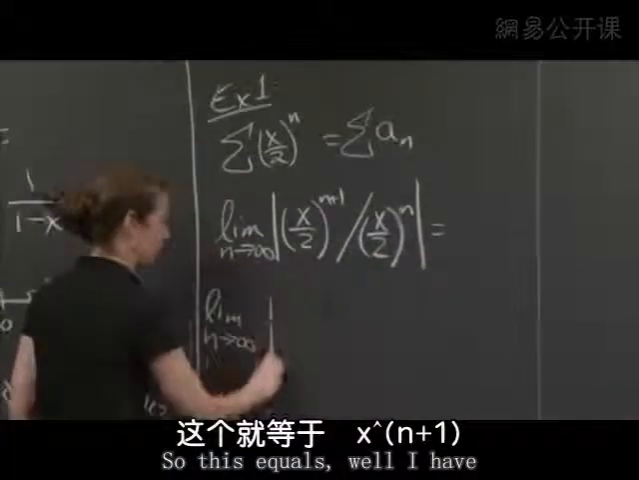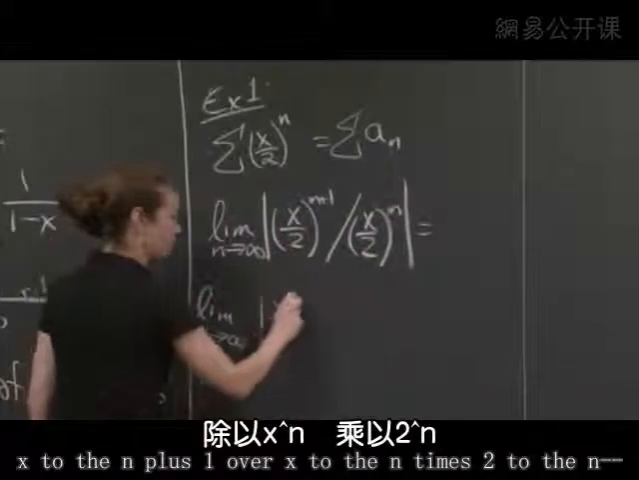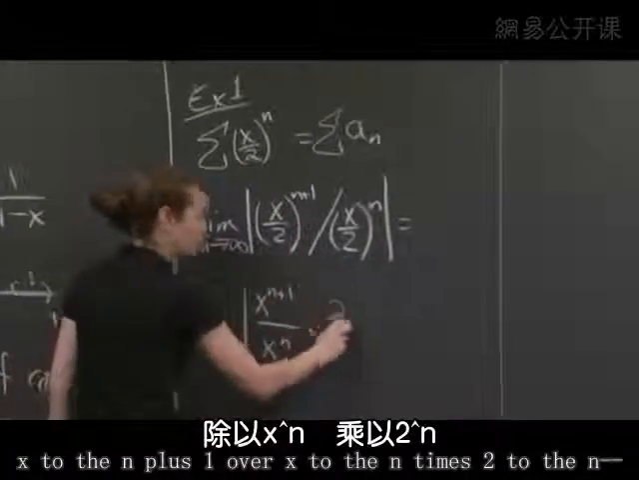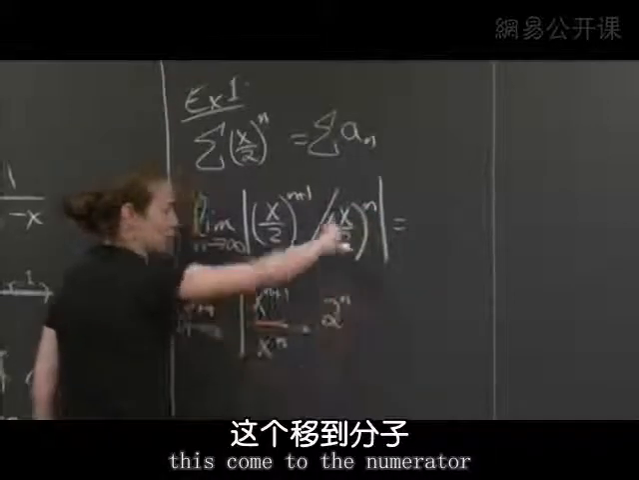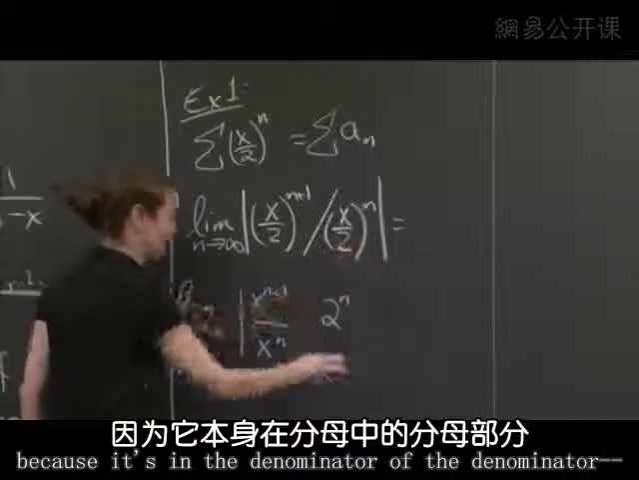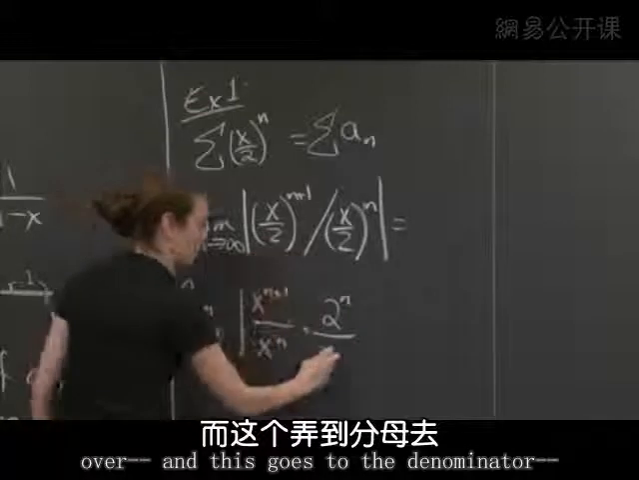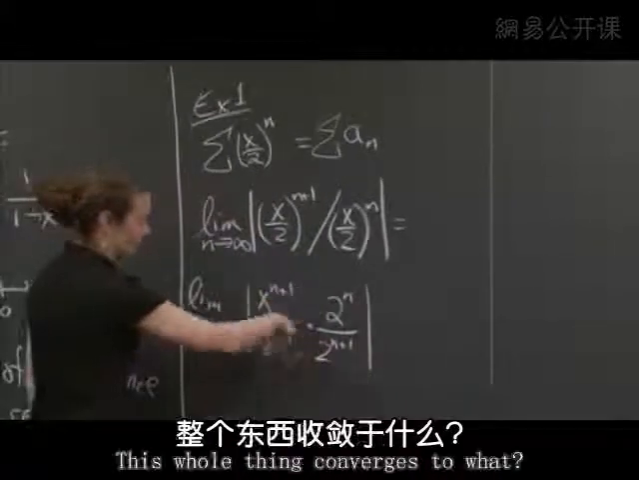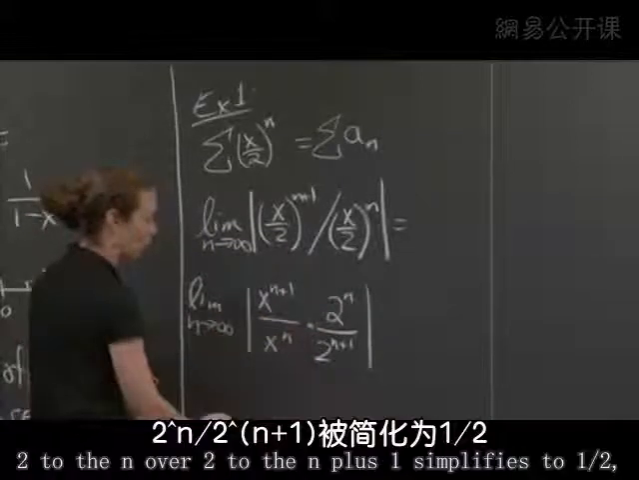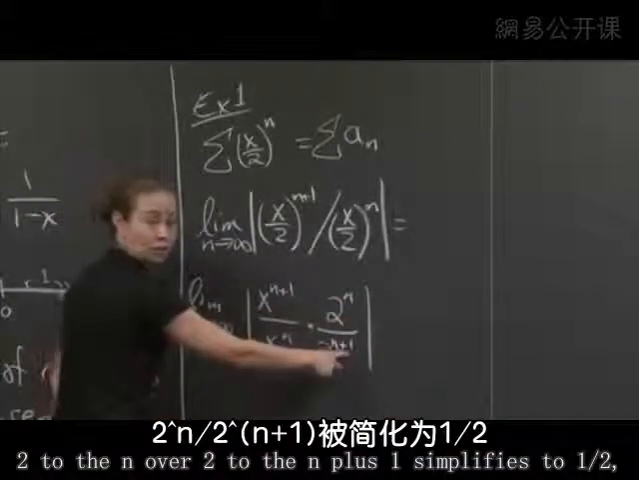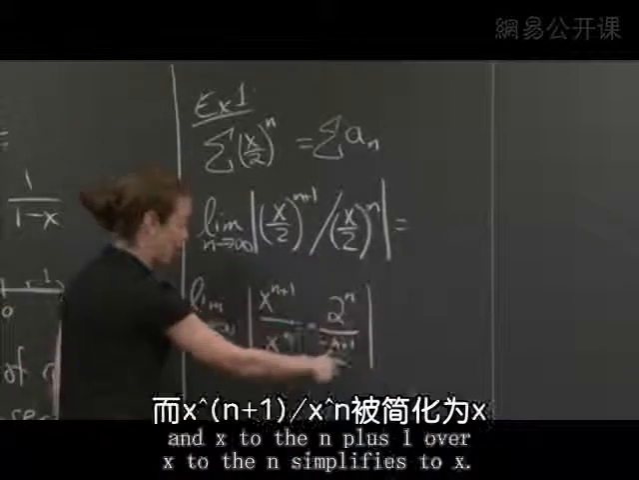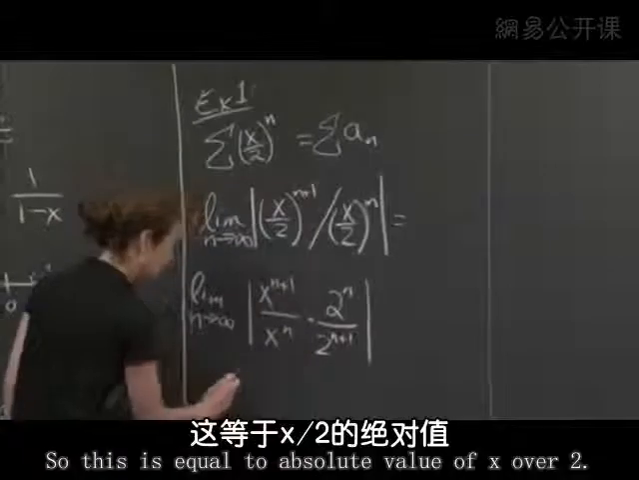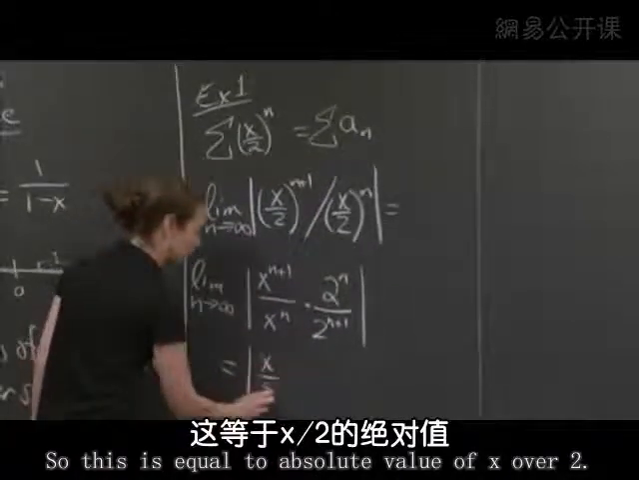So this equals, well, I have x^(n+1) over x^n times 2^n, this comes to the numerator because it's in the denominator of the denominator, over, and this goes to the denominator, 2^(n+1). Now what is this? This whole thing converges to what? 2^n over 2^(n+1) simplifies to 1/2, and x^(n+1) over x^n simplifies to x. So this is equal to the absolute value of x over 2.